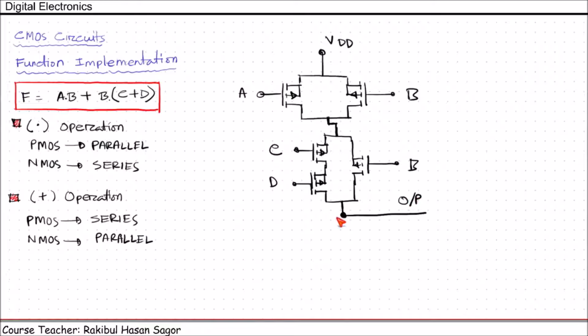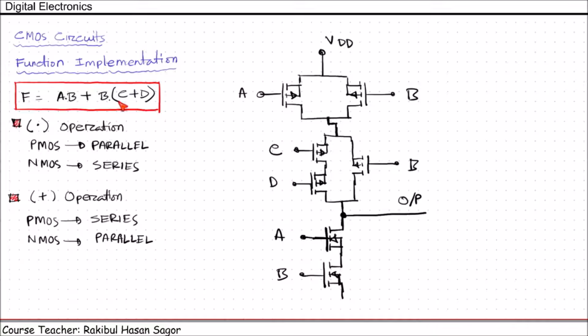In the pull-down network part, we will be using NMOS. Let's do the AB part. In the AB part, for NMOS case, they are to be connected in series. So let us draw two NMOS in series. This is one NMOS and another NMOS. This is B. They are connected in series. So we have got AB here.